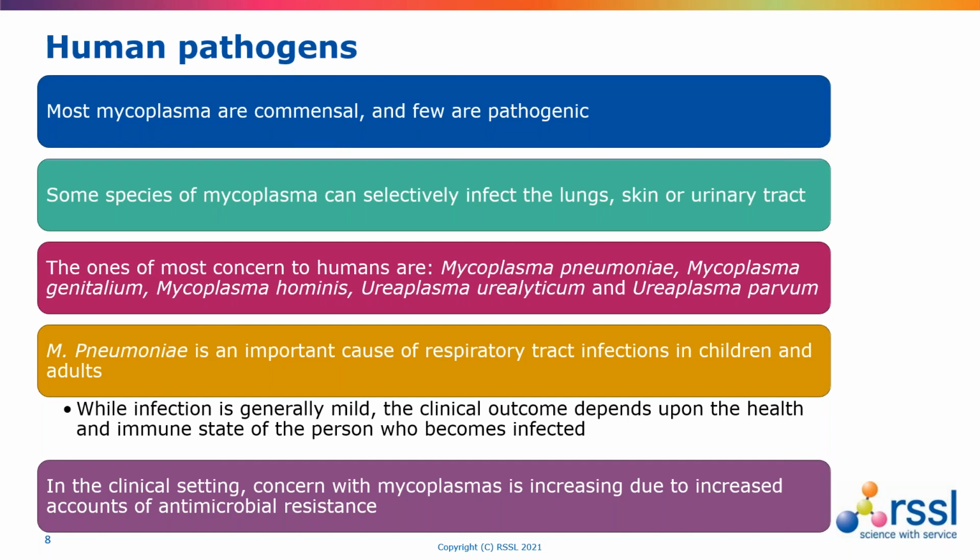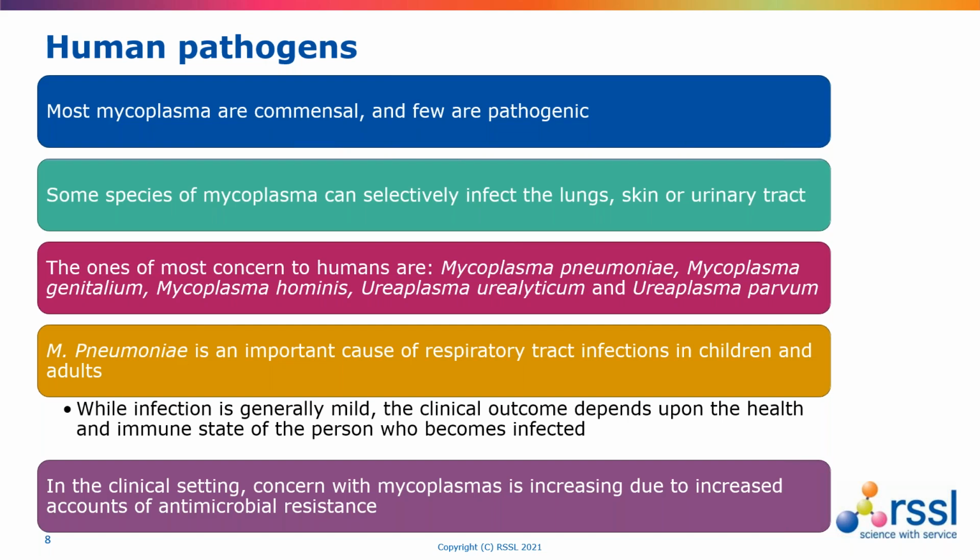And we have some of those listed on the slide, and Annette mentioned Mycoplasma pneumoniae as the most widespread, but there's also Mycoplasma genitalium, hominis, Ureaplasma urealyticum, and parvum as well.